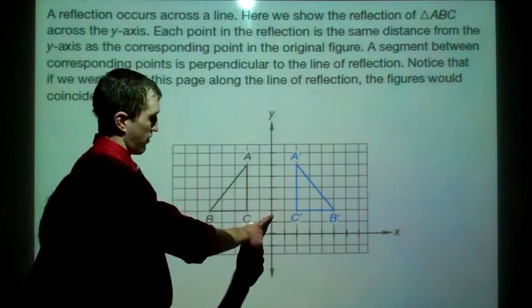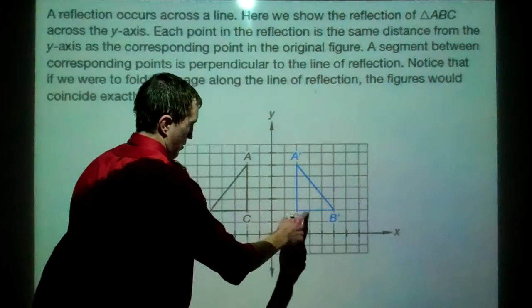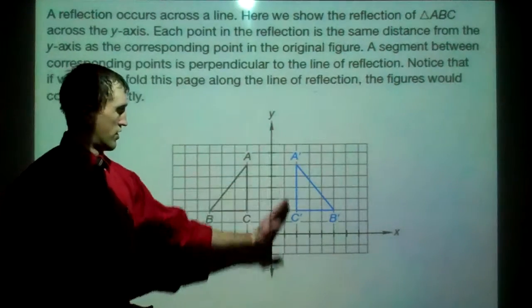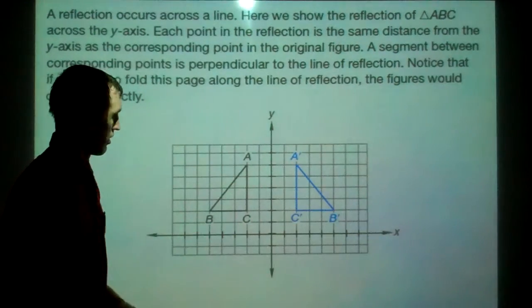So B prime has to be 5 units away. 1, 2, 3, 4, 5. Okay? And once again, once we fold over this, these two should line up perfectly.